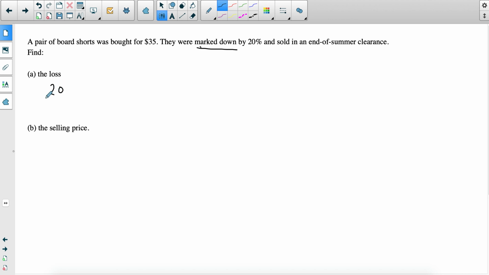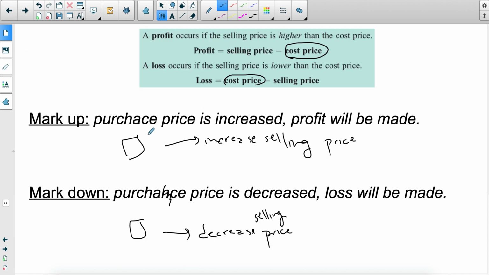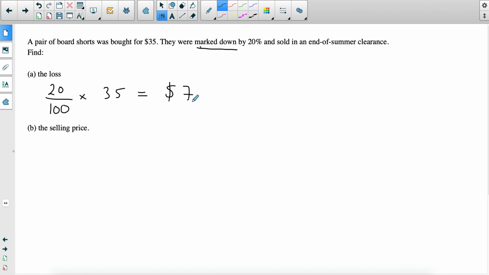So if you answered the question, well done. The first process you're going to go through is, how much was it marked down by? You're going to see what 20% of 35 is, and that is going to be $7. And so your loss is $7, because if you remember from here, your markdown is the loss that will be made. So it's the cost price minus selling price. You've marked it down by $7, so you're going to lose $7.